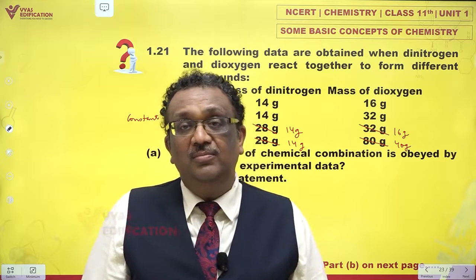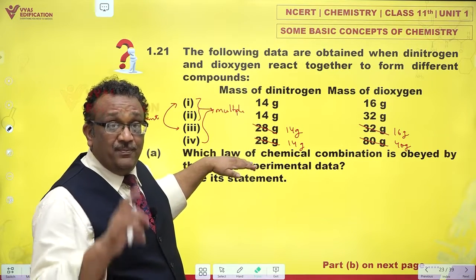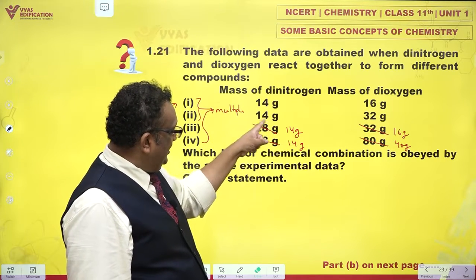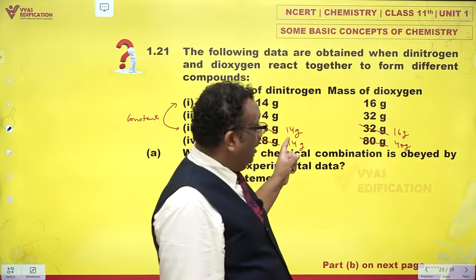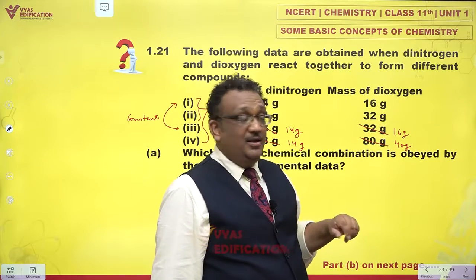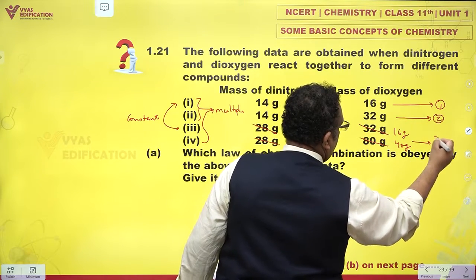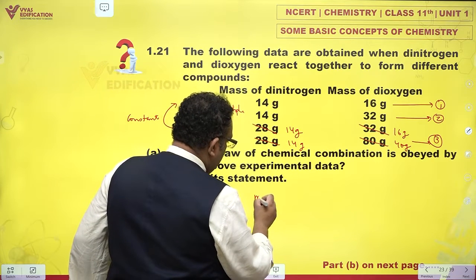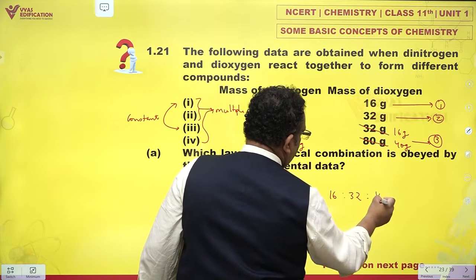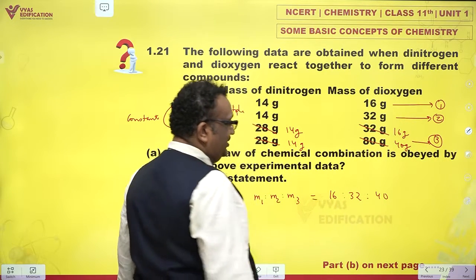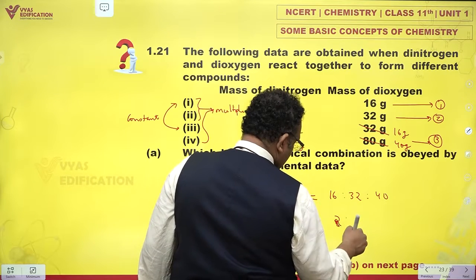if two elements combine to form more than one compound, then if I take a fixed mass of one element, and measure different masses of the other element, then these masses M1, M2, M3 are in simple integer ratio. They are in simple integer ratio.